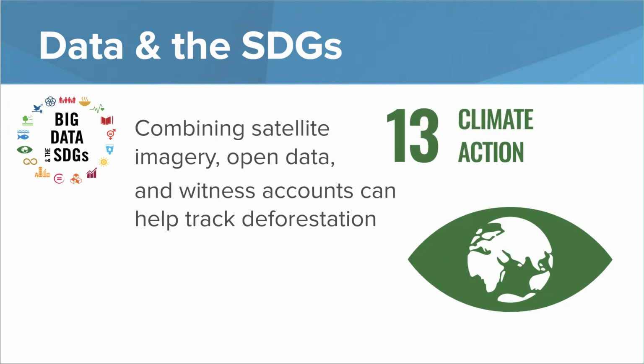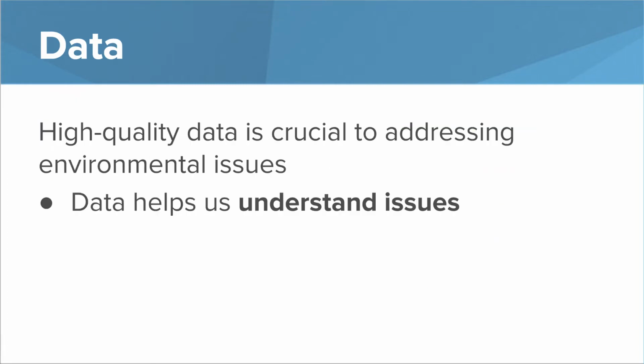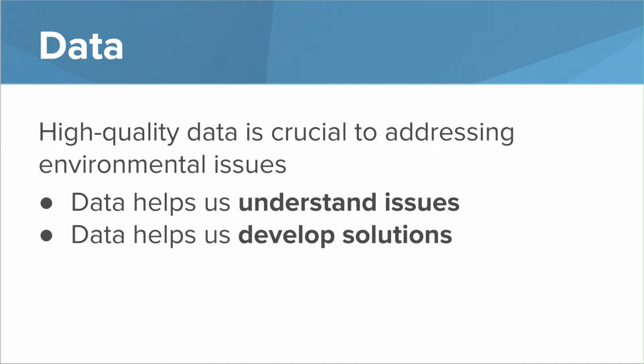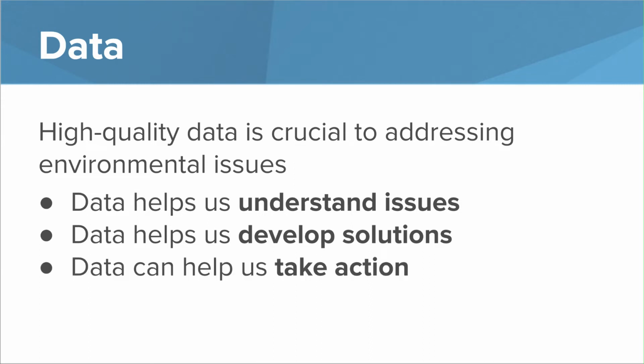The 13th SDG is climate action. By combining satellite images, open data, and crowdsourced witness accounts, deforestation is now easier to track and prevent. So these are just a few examples of how data is being used to learn about environmental issues. But why is the data important? High-quality data is crucial to addressing environmental issues because it can help us better understand the issues, which will help us develop sustainable solutions quicker and allow us to make evidence-based decisions and take action.